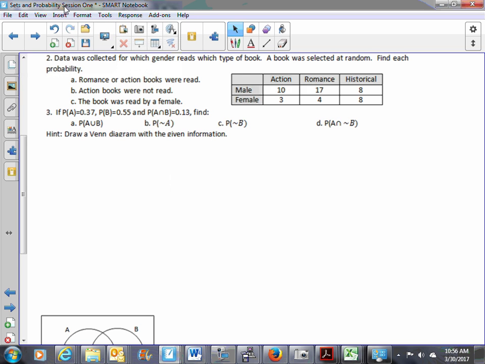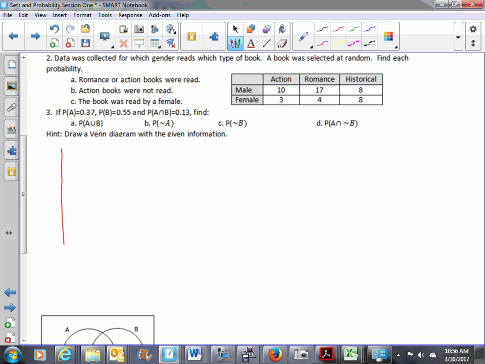Question number 3. We have the probability of A is 0.37, the probability of B is 0.55, and the probability of A intersect B is 0.13. Find, and then we've got 4 things to find. And it gives us the hint that we should draw a Venn diagram with the given information. So let's start with the Venn diagram.